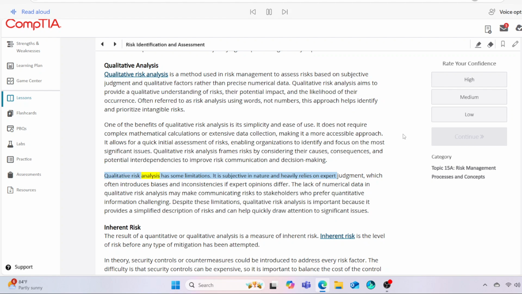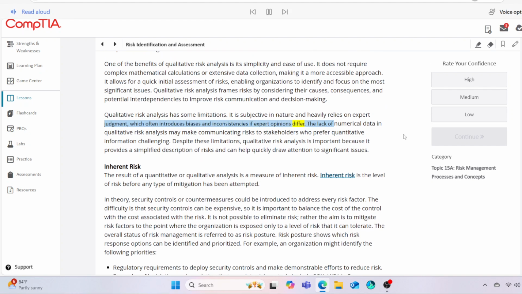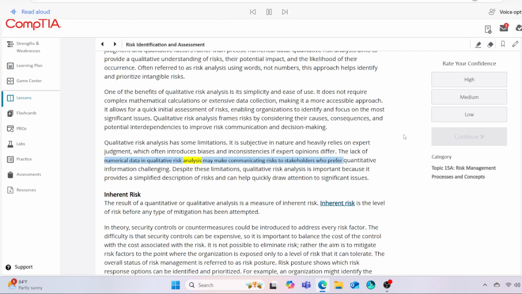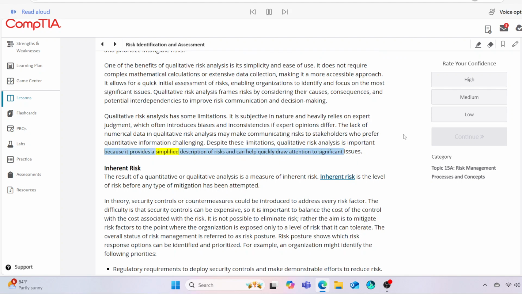Qualitative risk analysis has some limitations. It is subjective in nature and heavily relies on expert judgment, which often introduces biases and inconsistencies if expert opinions differ. The lack of numerical data in qualitative risk analysis may make communicating risks to stakeholders who prefer quantitative information challenging. Despite these limitations, qualitative risk analysis is important because it provides a simplified description of risks and can help quickly draw attention to significant issues.